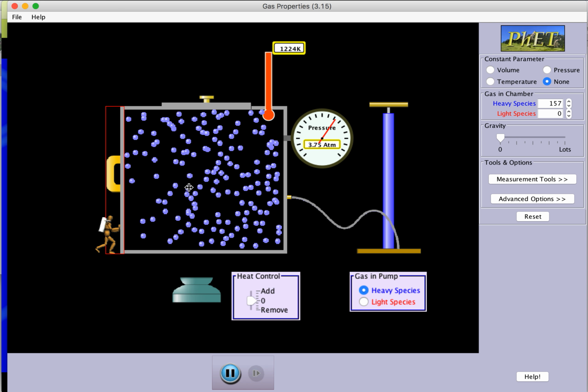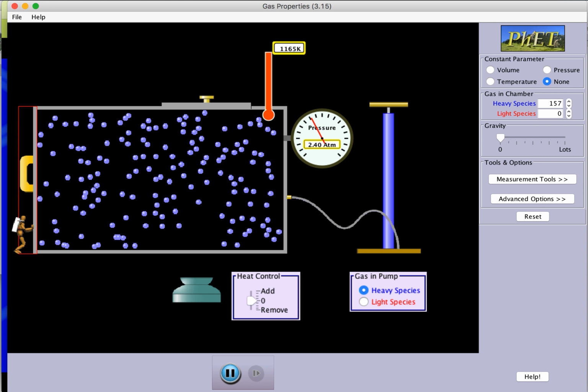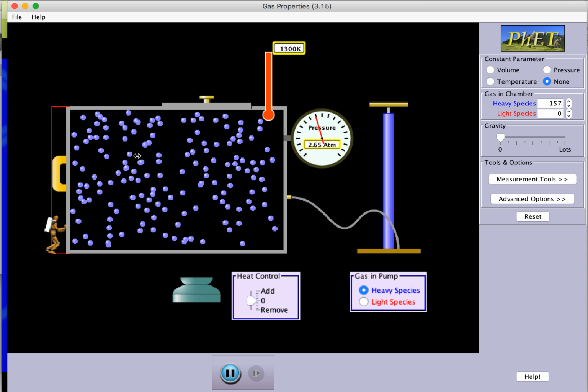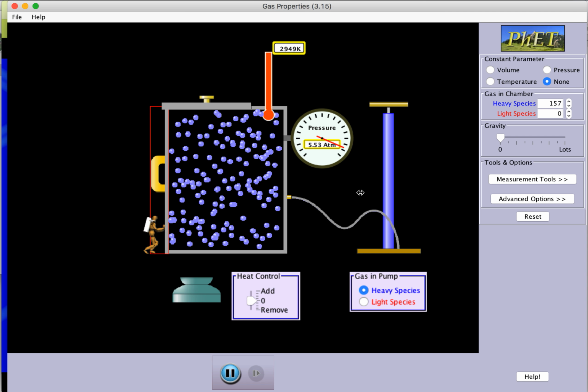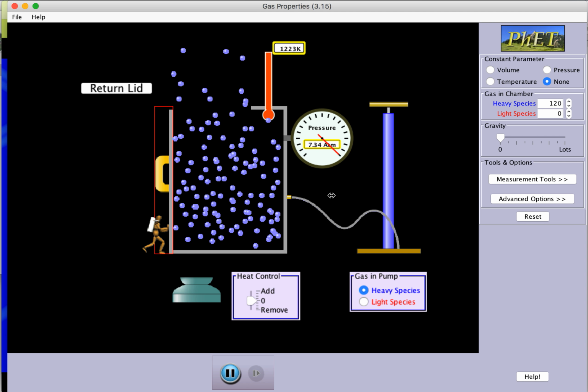Also notice that my temperature went up. So there is a direct effect on pressure and temperature of a gas. In fact, my pressure went so high that I actually blew the lid off my container.